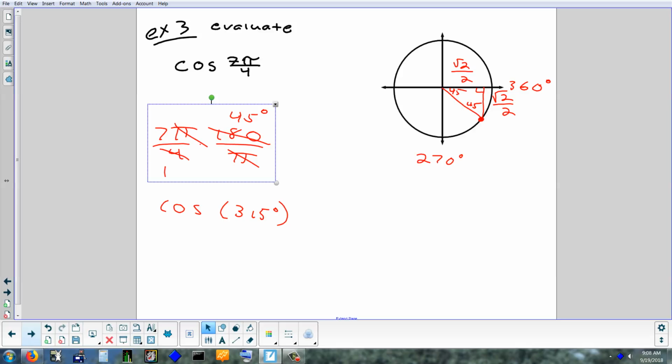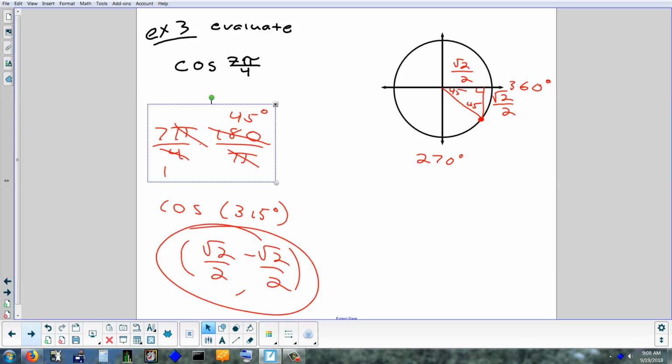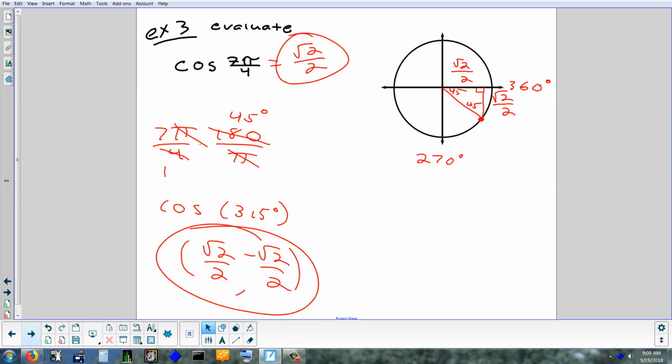Right, so Joe, can you tell me what my coordinate would be, taking that into account? Square root of 2 over 2, negative square root of 2 over 2. Yep. So there's your coordinate. Now we've got to look at what they want. They want the cosine. So Kay, what would be the cosine of 7 pi over 4 using that coordinate? It'd be the square root of... Yep, the x value, which is positive square root of 2 over 2. Any questions on that?